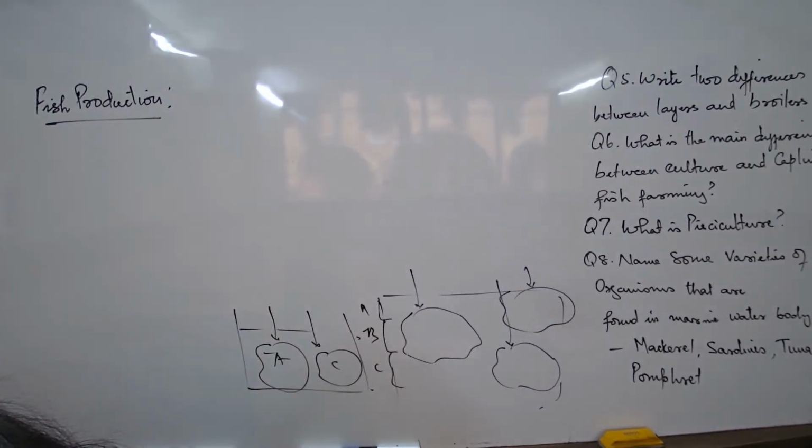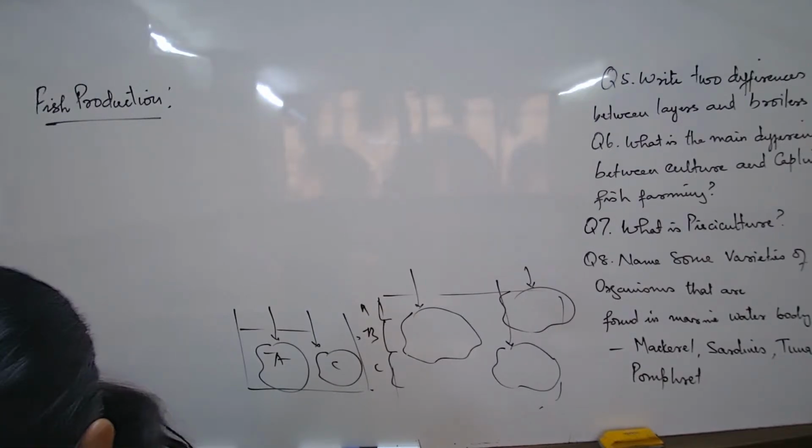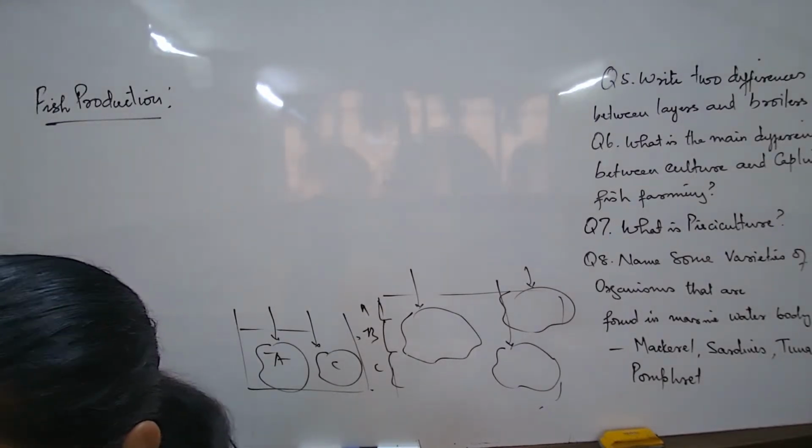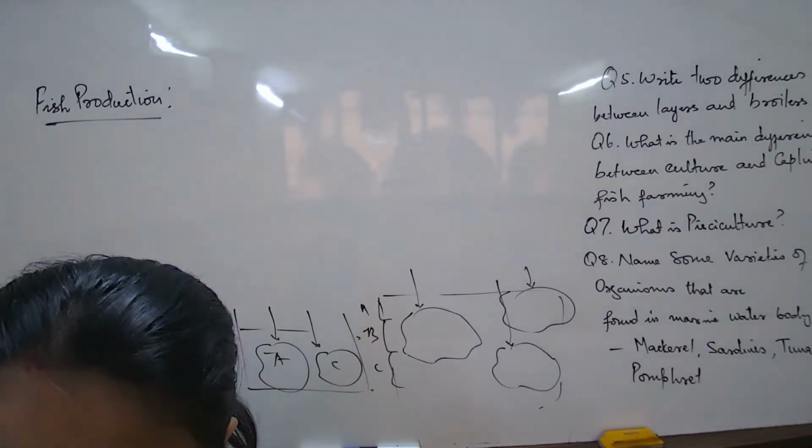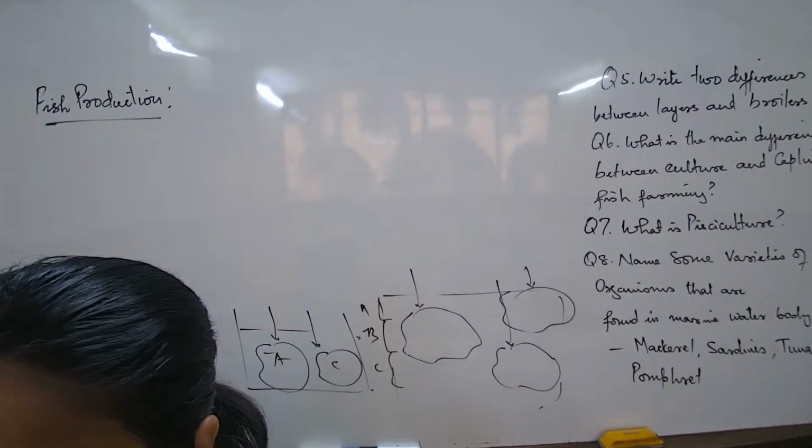These are some common examples you should always remember. Not in the book, there was one more fish: Bombay duck. That's also quite common in this region, Bombay duck. That also you can write. Pomfret, that flat silvery fish.